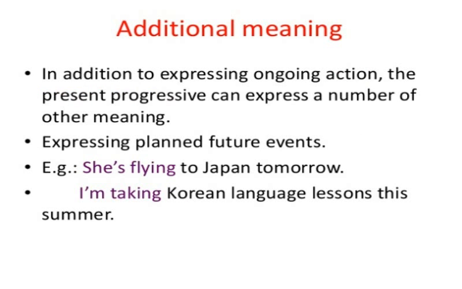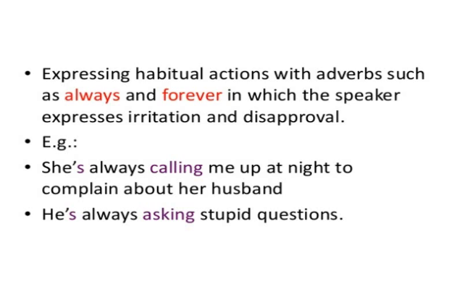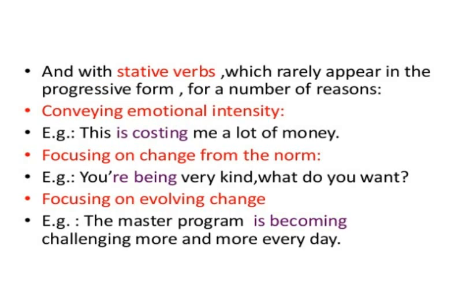In addition to expressing ongoing actions, the present progressive can express a number of other meanings. Expressing planned future events: she's flying to Japan tomorrow. I'm taking Korean language lessons this summer. Expressing habitual actions with adverbs such as always and forever, in which the speaker expresses irritation and disapproval. For example, she's always calling me up at night to complain about her husband. He's always asking stupid questions.